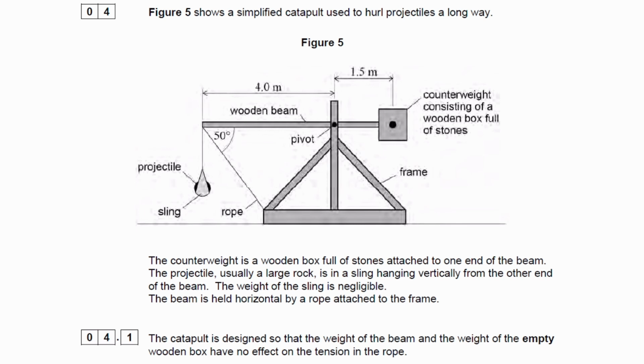Okay, for the first part, figure 5 shows a simplified catapult used to hurl projectiles a long way. The counterweight is a wooden box full of stones attached to one end of the beam. The projectile, usually a large rock, is in a sling hanging vertically on the other end of the beam. The weight of the sling is negligible. The beam is held horizontal by a rope attached to the frame.